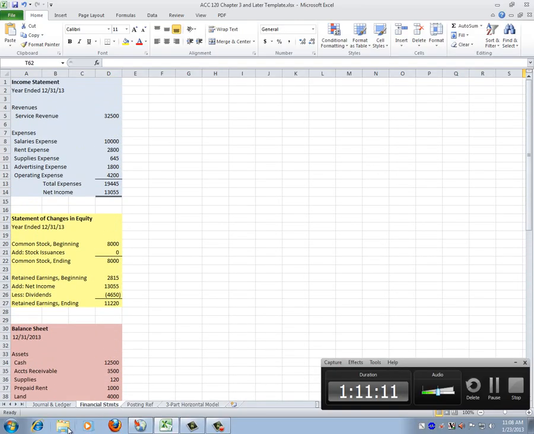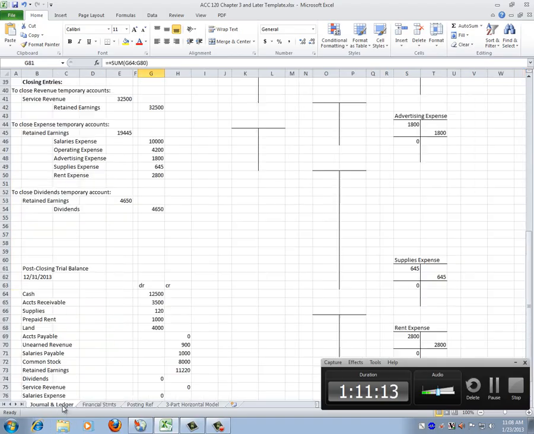And then the last steps of the period, that closing process, preparing those closing entries, zeroing out each temporary revenue, expense, and dividends temporary account, moving those to retained earnings as the other side of each, and then lastly, after you've posted those, your post-closing trial balance.